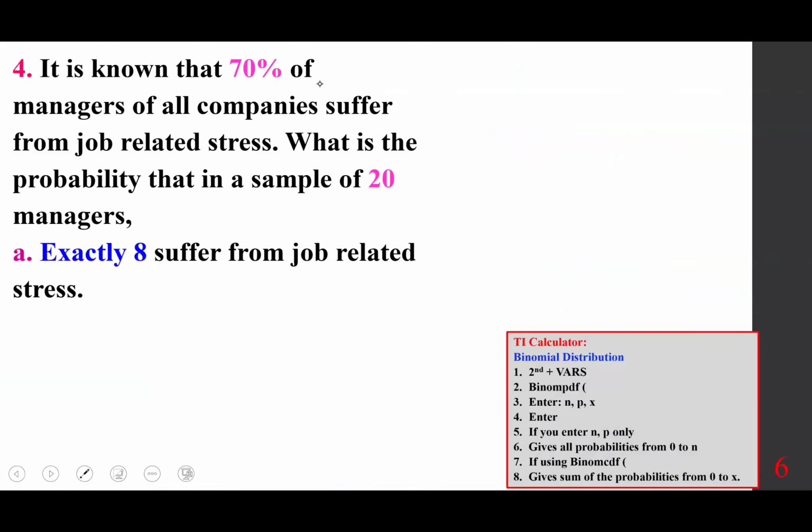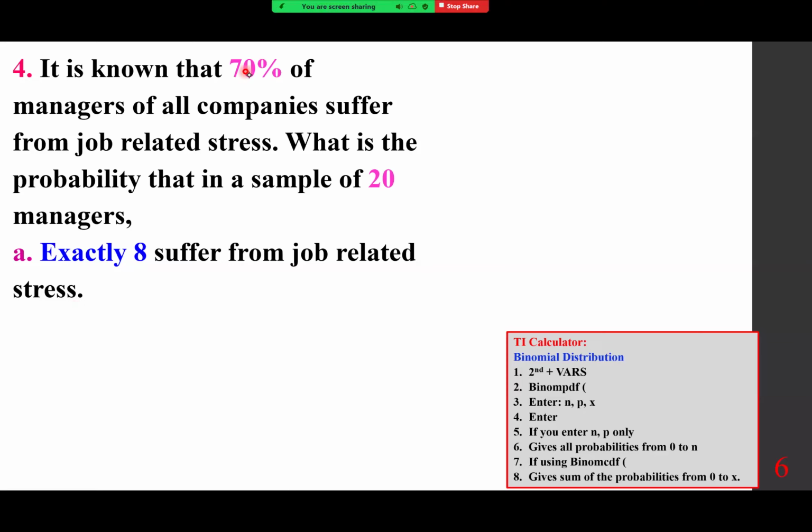It is known that 70% of managers of all companies suffer from job-related stress. What is the probability that in a sample of 20 managers, exactly 8 suffer from job-related stress? So we are dealing with a binomial distribution because there are only 2 outcomes. Either managers are suffering from job stress or not. So it makes it 2 outcomes and they are independent.